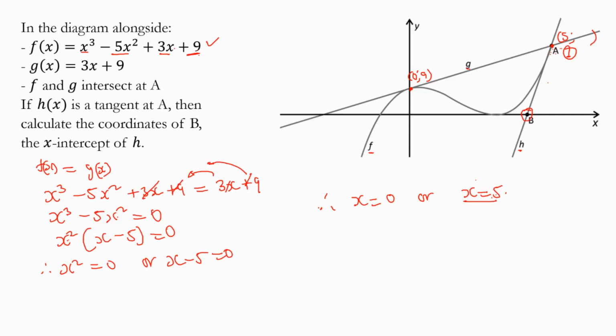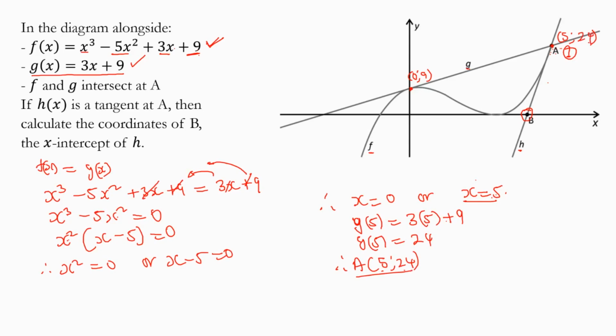We can use either of the functions here. We can use this one or even this one. You see that it will be easier to use the linear function, so g of 5 is equal to 3 times 5 plus 9, which is 15 plus 9, so g of 5 is equal to 24. So therefore, the coordinates of A, we have 5 and 24. The x coordinate is 5, the y coordinate is 24. So that's the first step. So we have found the coordinates of A.